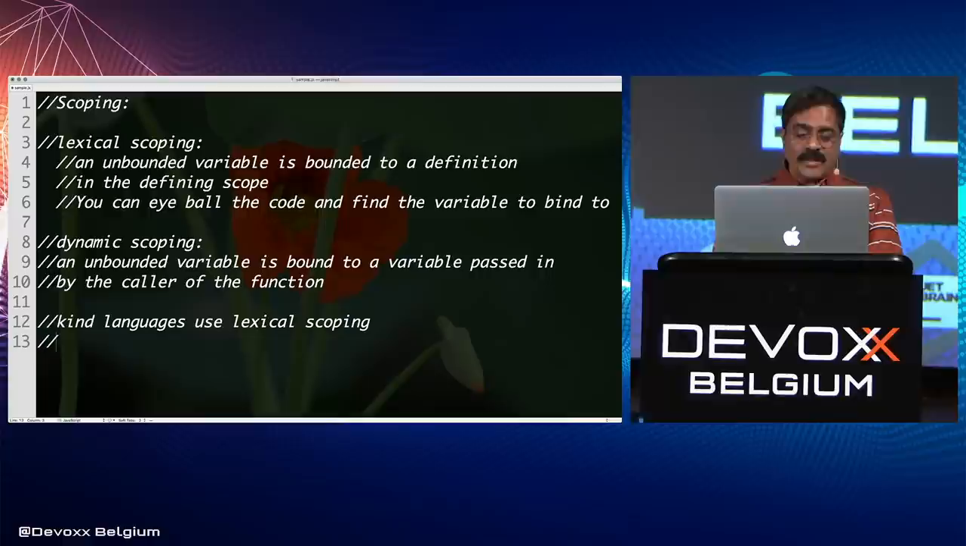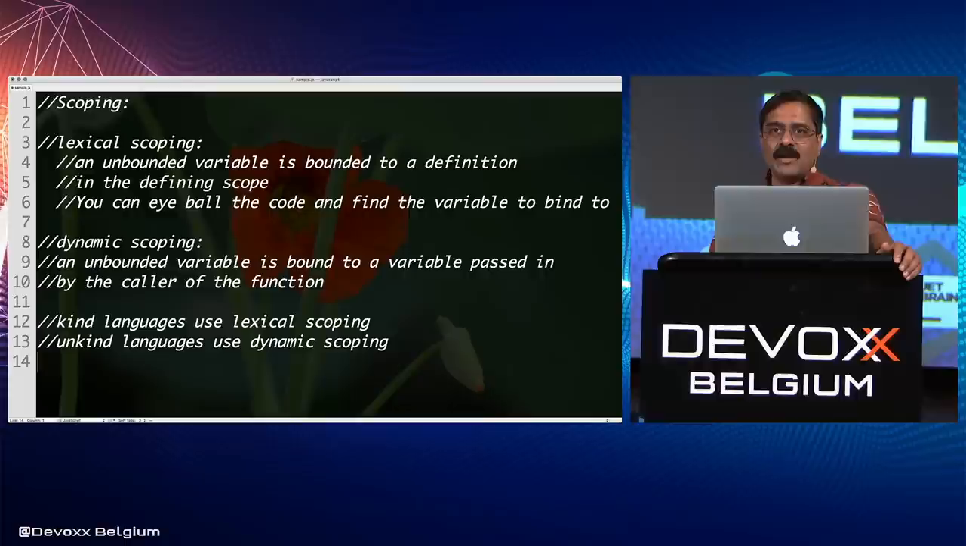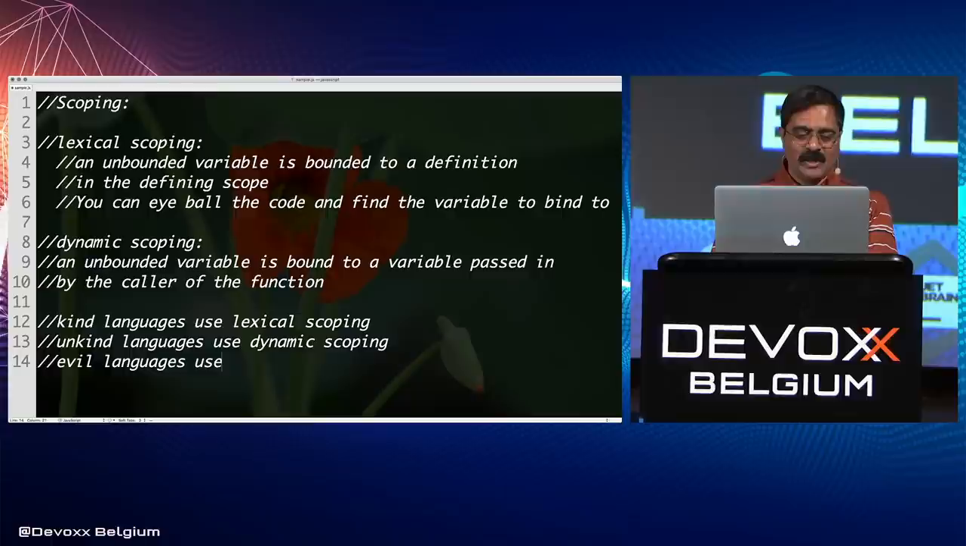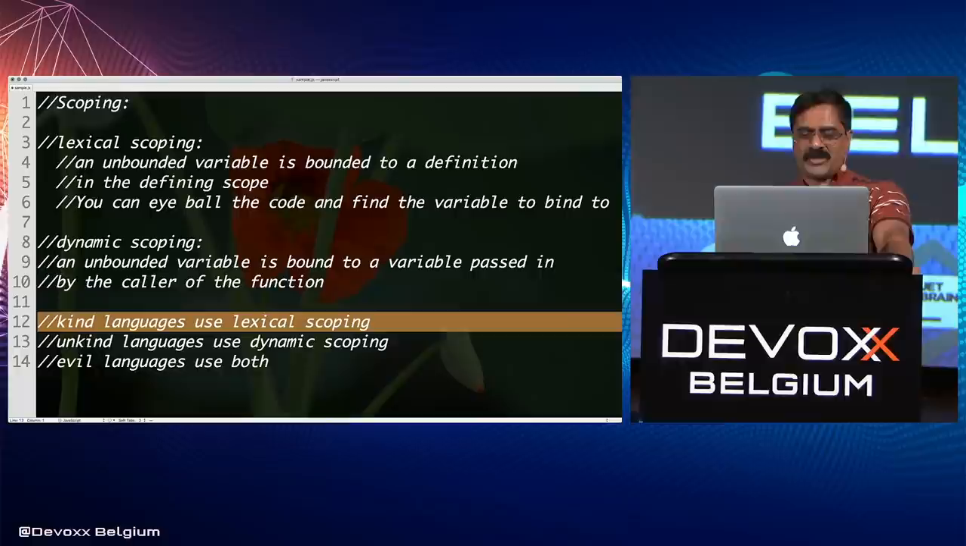On the other hand, unkind languages use dynamic scoping. They want to mess with you. They are a little unkind to you. And you look at this code, hey, where's this variable coming from? Usually a shrug, I don't know. And you have to go back and look at it. But then there is a third kind: evil languages use both. And why? Because they are so much more fun to work with. So what language is kind of this? Almost all the languages that we use, isn't it? Java, C Sharp, Ruby, Python, Smalltalk, keep going. Every single one of them uses lexical scoping. Very few languages do this.